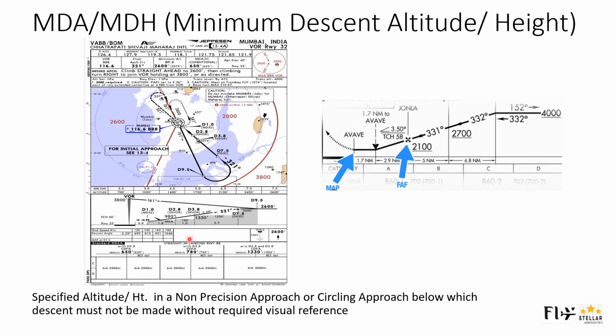On the Jeppesen chart, for a non-precision approach, for example, this is the Mumbai, India, VR runway 32 chart 13-4 alpha, where the MDA is 650 feet and the MDH is 625 feet. Similarly, for all charts, it is mentioned over here. And you can descend to the minimum descent altitude between the final approach fix and the missed approach point. There may be step down fixes you need to adhere to in between these 2 points.